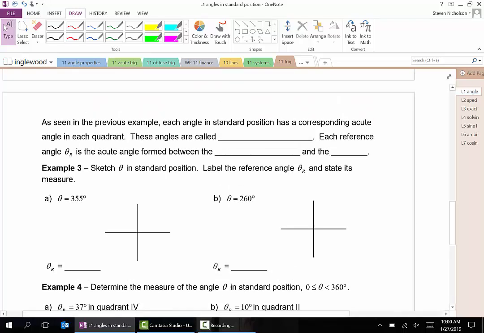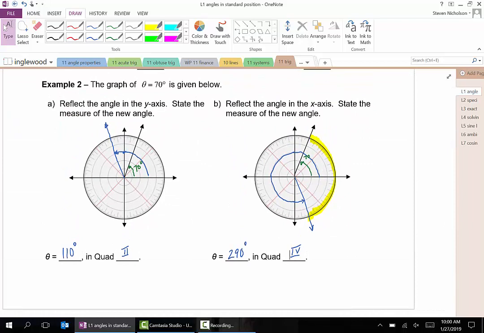So if we go back to this thing right here, again, when I asked you to reflect in the y-axis, our 70-degree angle, I'll highlight it right here, would turn out to be this same 70 degrees over here. This 70-degree angle right here, again, an acute angle, would correspond to this 70-degree angle right there.